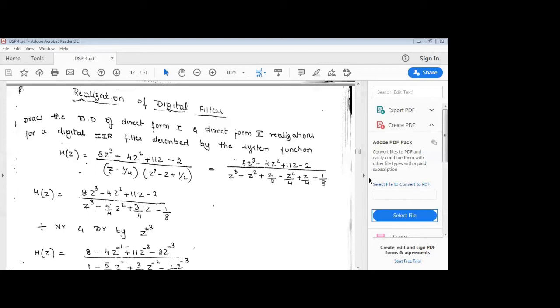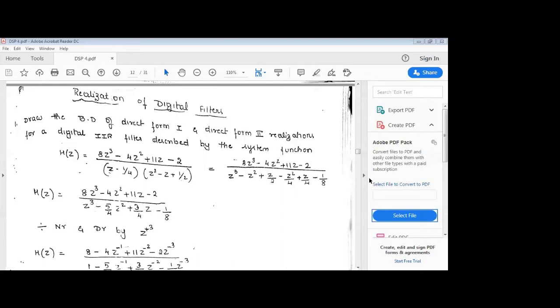Now in this chapter, we are trying to realize these filters. Realization of filters is nothing but bringing the transfer function that we designed in the earlier classes, the H of z format, down into the form of structures. That particular structure is your realization.